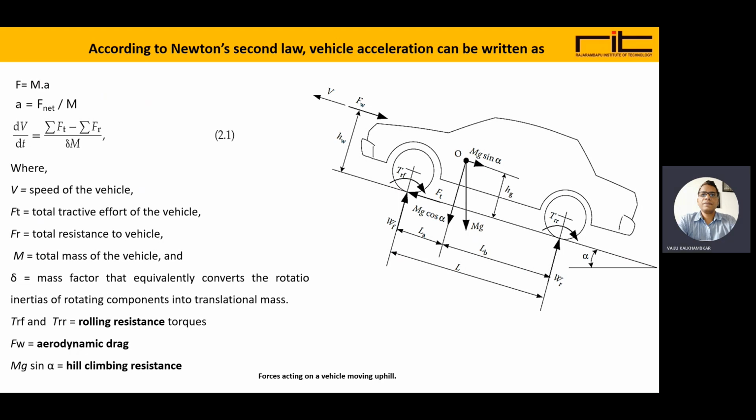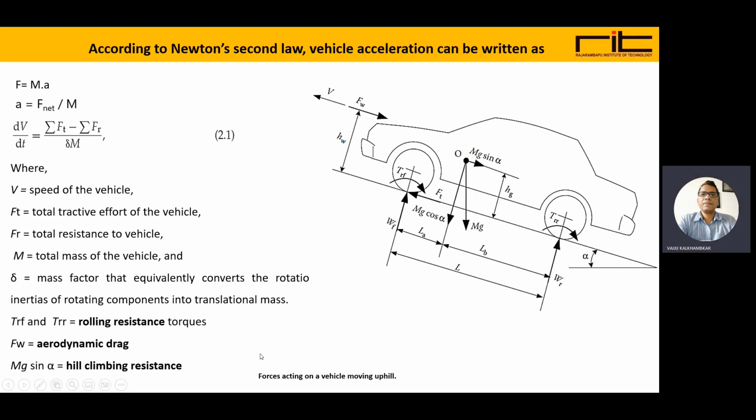the mass of the vehicle into a factor delta. That delta is the mass factor that equivalently converts the rotating inertia of the rotating components into translational mass. So we have to get it into translational mass, and that conversion is done by the factor delta.